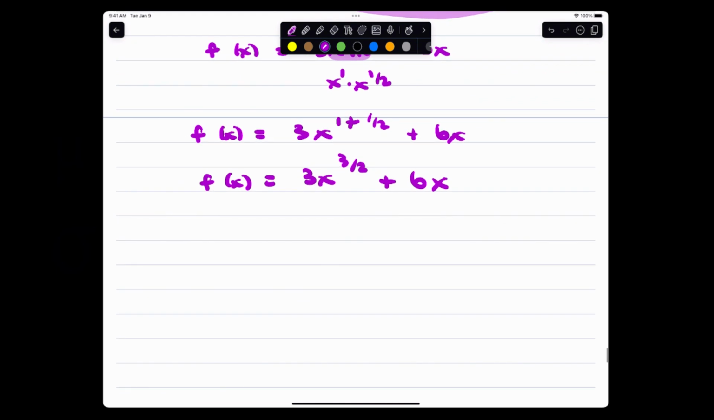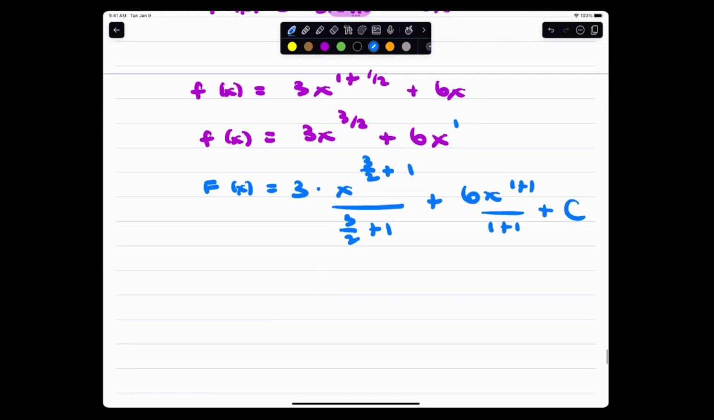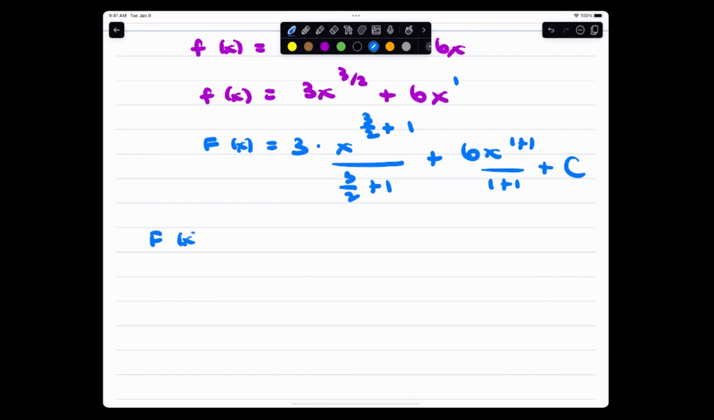Okay, now let's get some antiderivatives. What do you think we're going to get now? Keep your constant 3 and use the what? Power rule for antiderivatives. And this power is 1, so there'll be x to the 1 plus 1 over 1 plus 1, plus c. What's 3/2 plus 1? 2/2, 2/2. You guys okay with that? All right. So this will be 5/2.